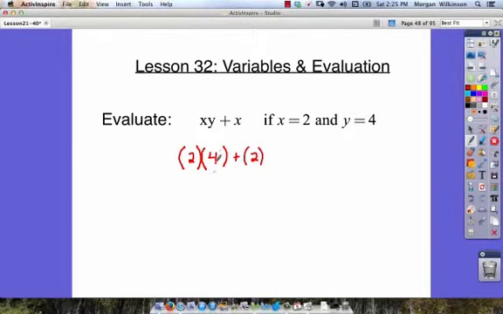2 times 4, that's 8. 8 plus 2 is equal to 10. So we've got our final answer.